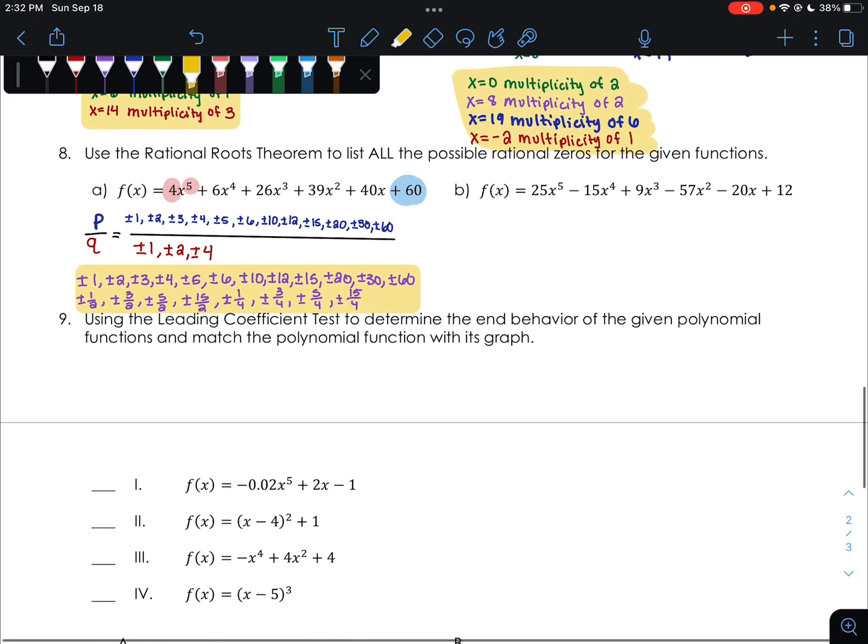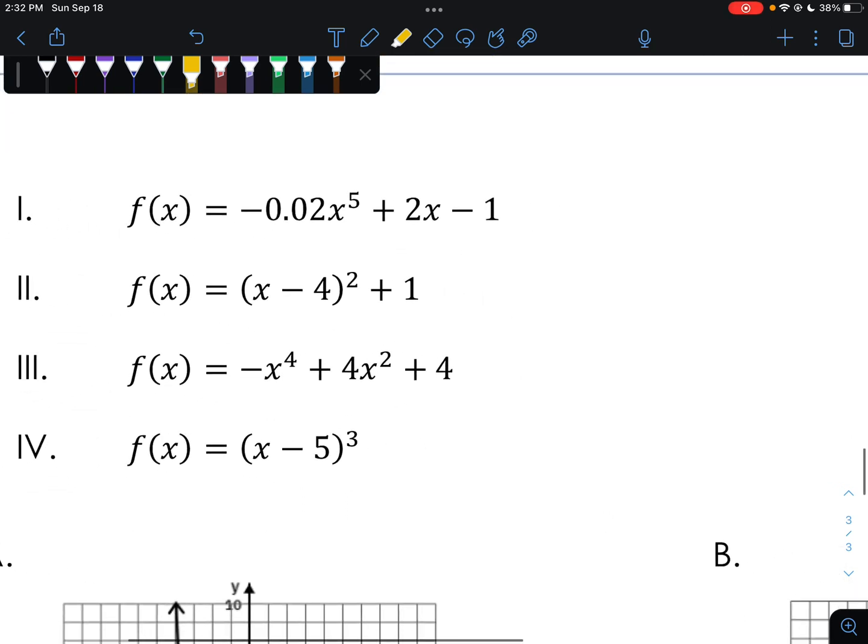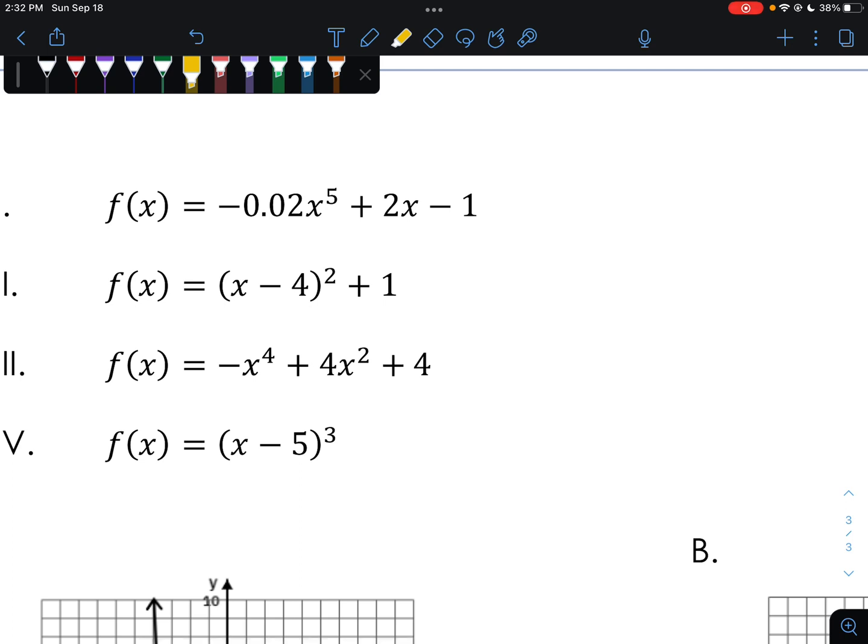Okay, let's go ahead and go to number 9. Using the leading coefficient test, determine the end behavior of the given polynomial functions and match the polynomial functions with its graph. So, here we go. We're just going to start with doing the end behavior and what it should look like. So, we start with a degree of 5, which is odd. Okay, so since it's odd, it's either going to go up and down or down and up.